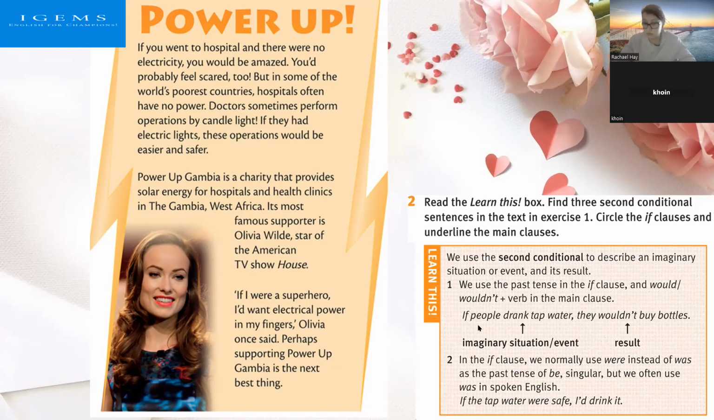So for example here, if people drank tap water, they wouldn't buy bottles. So this is the imaginary situation or the imaginary event, and this is the result. In the if clause, we normally use were instead of was as the past tense of be singular, but we often use was in spoken English. If the tap water were safe, I'd drink it. Okay. So where is the if clause in our reading that we had to do?